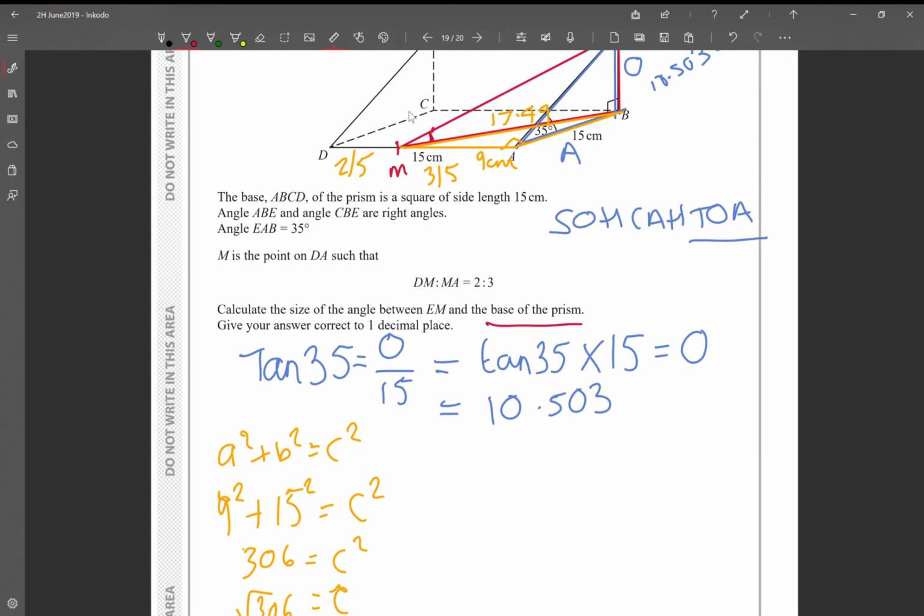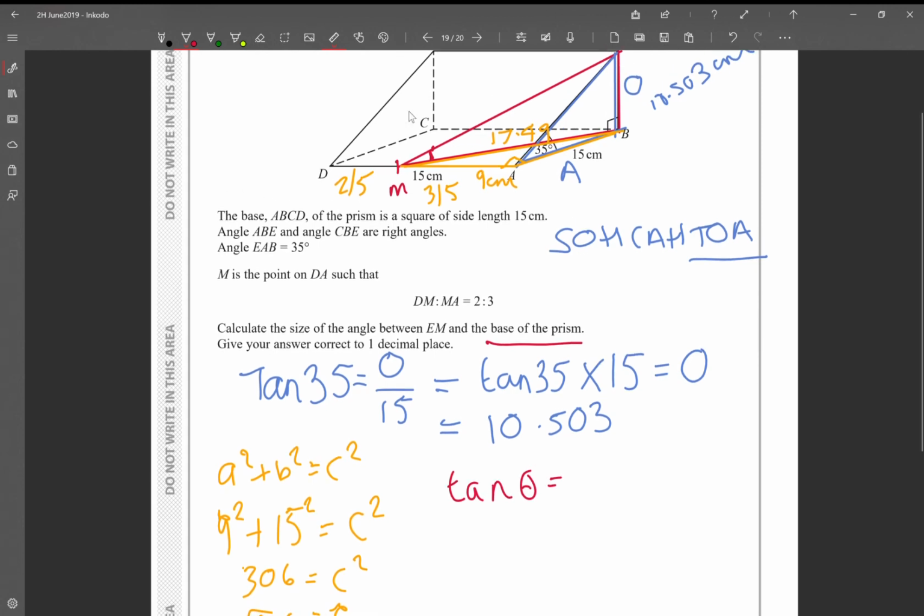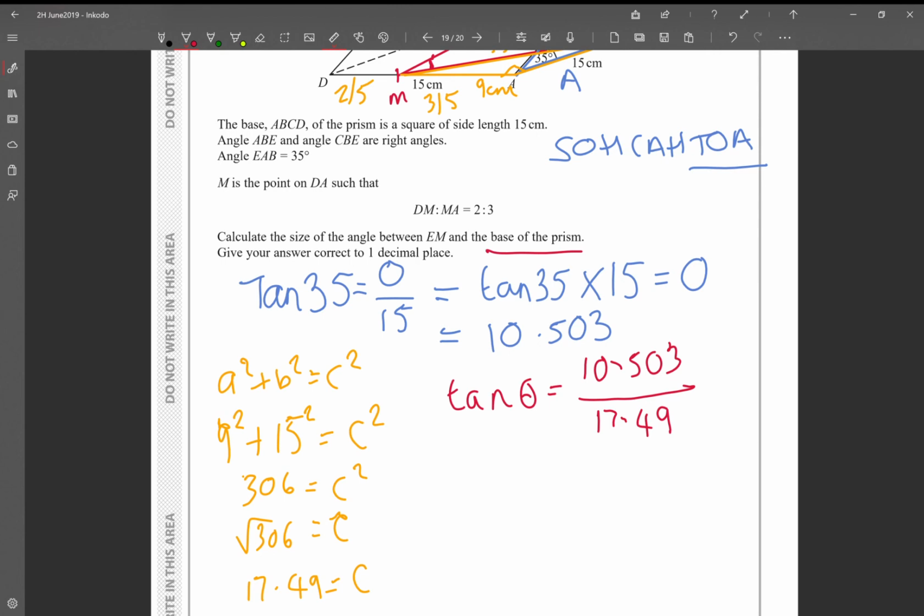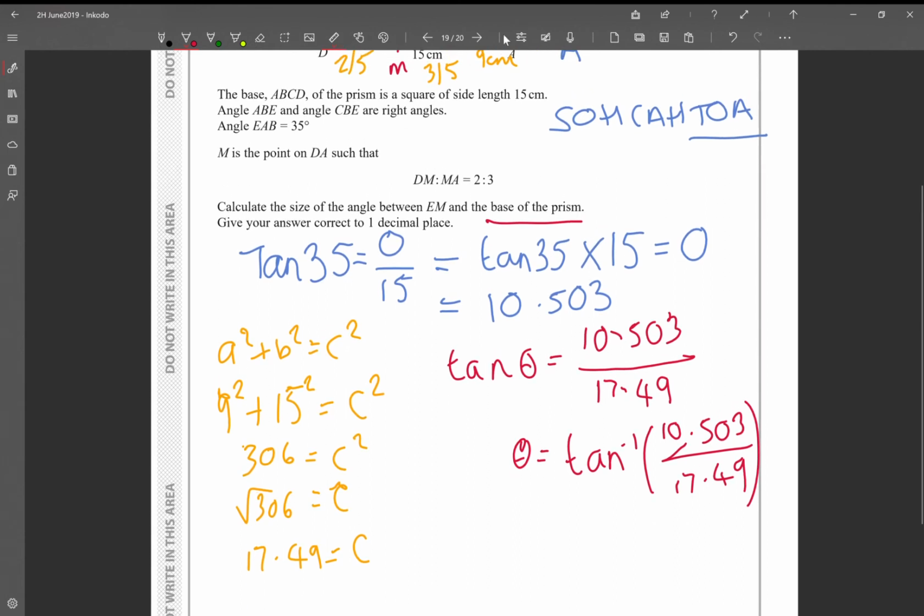This time you need to do it as an angle find. So tan theta equals the opposite, which is 10.503, divided by 17.49. You can do that first and then do tan to the -1, or you can do it all in one step, which I normally do. We write tan to the -1. It's the inverse of tan basically. So when you take it over the equal sign there, it becomes the inverse. And let's see if I can do that on this calculator.